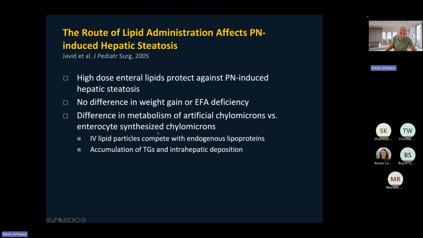Again, when you give lipid enterally, the chylomicrons are produced in enterocytes. When you give it parenterally, the chylomicrons are produced in a bottle. So the theory is that IV lipid particles compete with endogenous lipoproteins and lead to an accumulation of triglycerides and increased intrahepatic deposition.